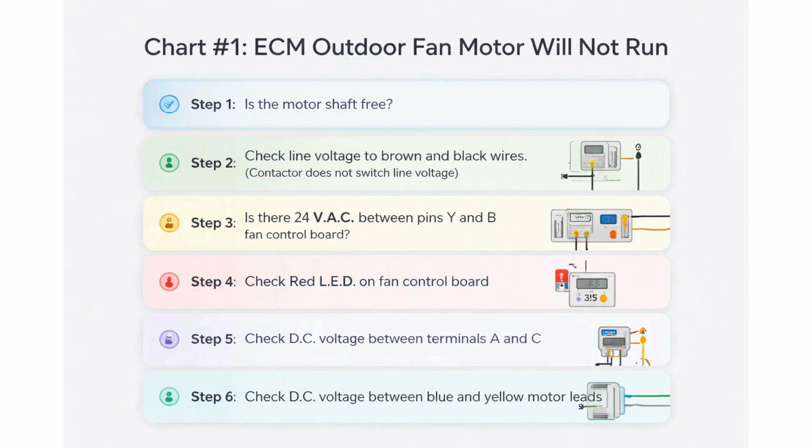Then, verify you have a 24-volt AC call between Y and B on the fan control board. From there, you will monitor the red LED status and track the DC communication voltage from terminals A and C all the way out to the blue and yellow motor leads. We will look closer at how these outdoor motors change speeds next.